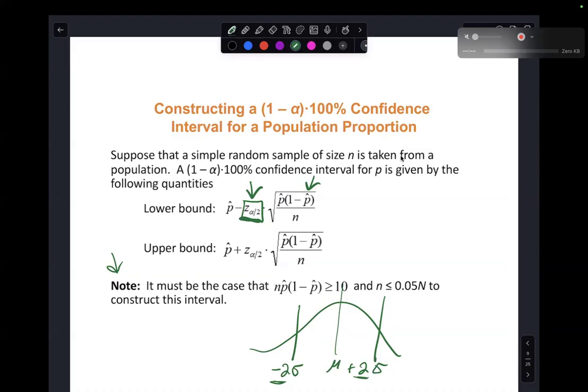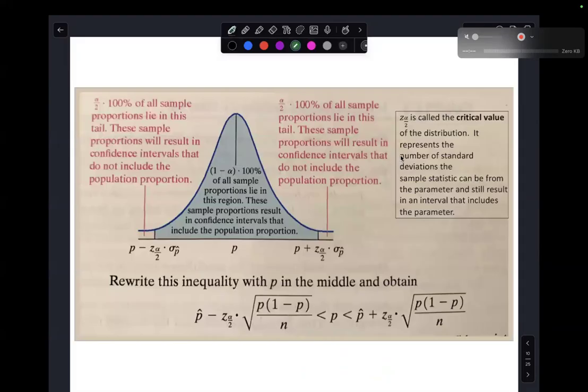Hopefully, once we start doing it, it'll make sense. It's hard when there's no numbers and I just throw formulas at you. What does the alpha over 2 mean? That's the next screen. It's a good question, but I believe that's the next screen. Not quite, it's the screen after that.